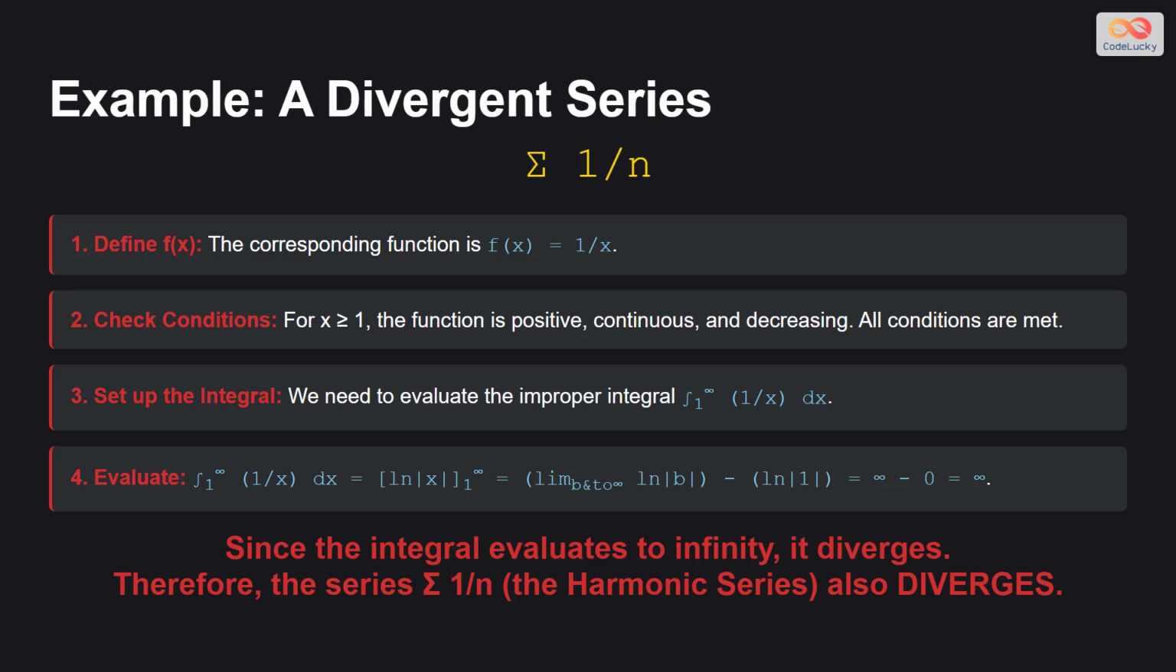Now let's look at the famous harmonic series, which is the sum of 1 over n. The corresponding function, 1 over x, meets the 3 conditions. We then evaluate the integral of 1 over x from 1 to infinity. This results in the natural logarithm of infinity, which is infinity. Since the integral diverges, we can definitively say that the harmonic series also diverges.